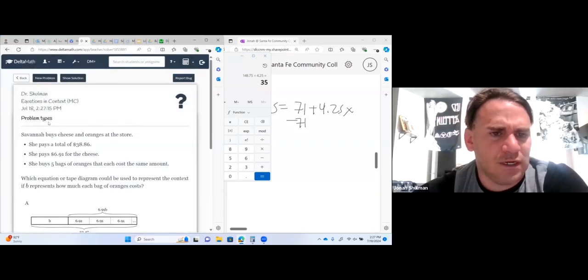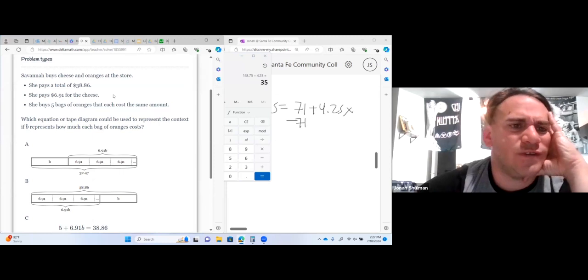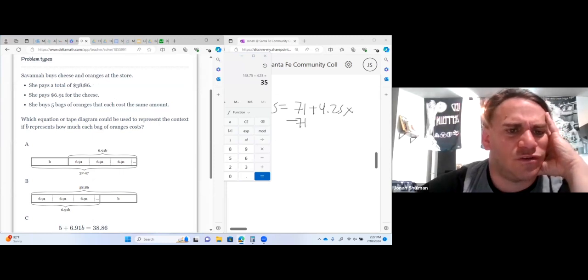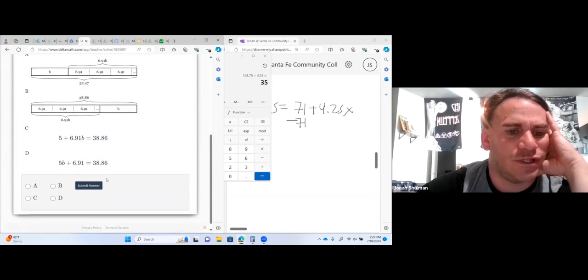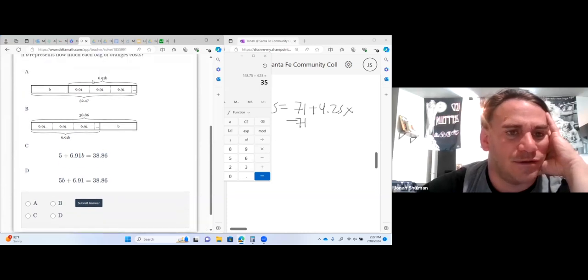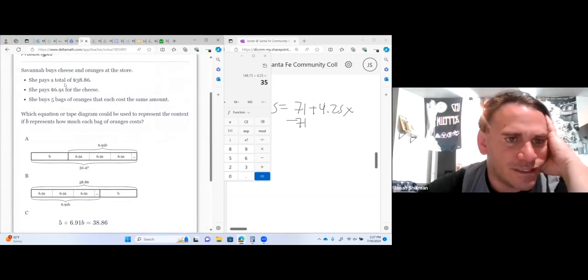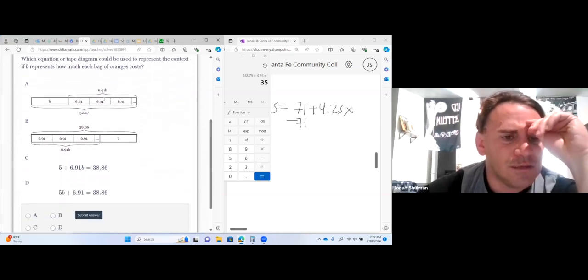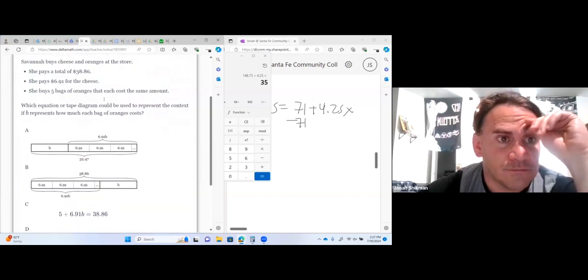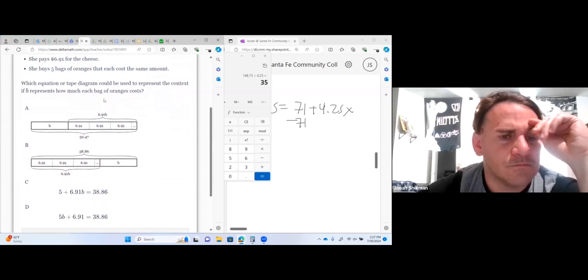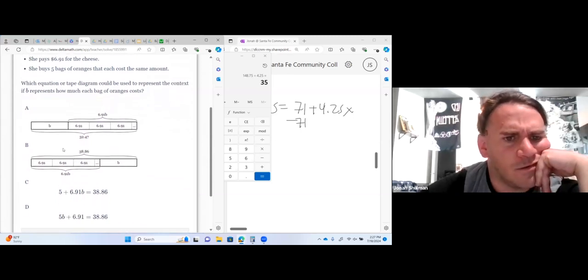All right, equations and context. Got our girl Savannah. She buys cheese and oranges. 38.86 is the total. So we need one that has a total. Okay, so it can't be A right away. We know it's B, C, or D. 6.91 for the cheese and 5 bags of oranges that cost the same amount. I like this one. Wait, no, I don't like this.